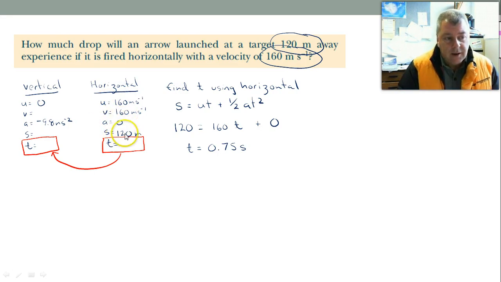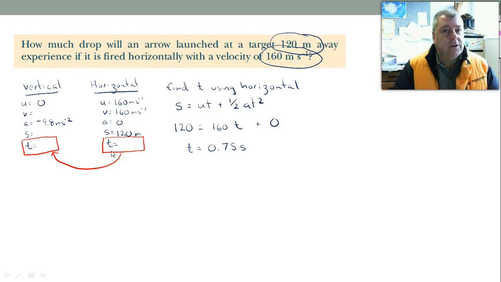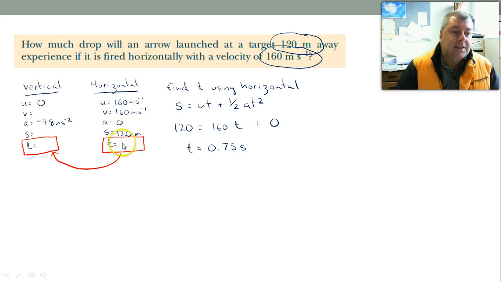So here we can use our equations of motion because we actually have four things. The other thing we need to recognize is that the time it takes to travel this horizontal distance is the time it takes to fall. So the two times are the same. If we find t here, we can bring it across and use that t there. And that's what we're going to do.